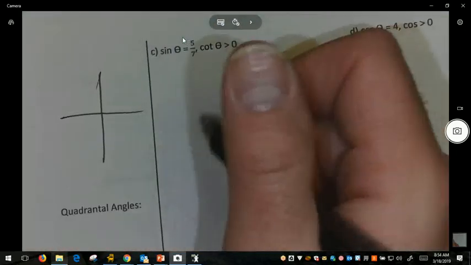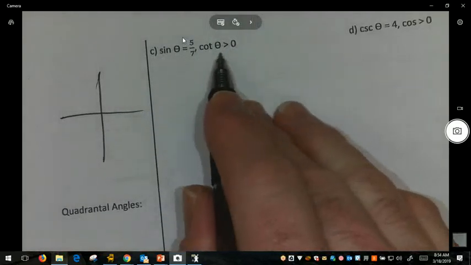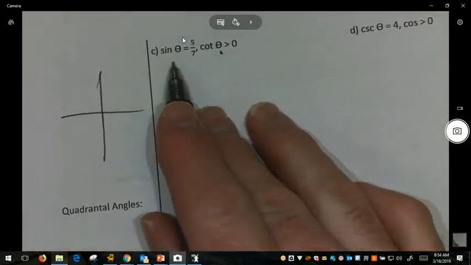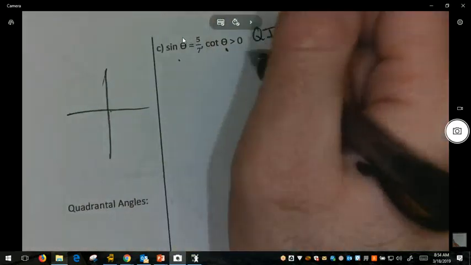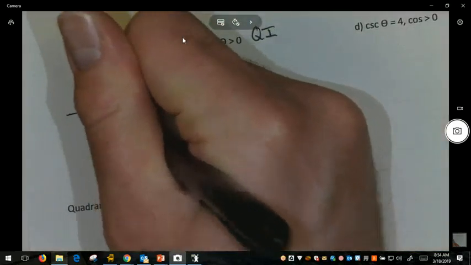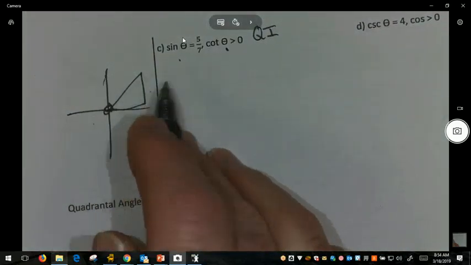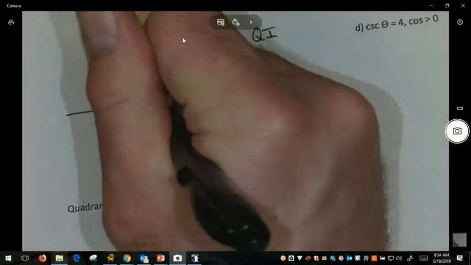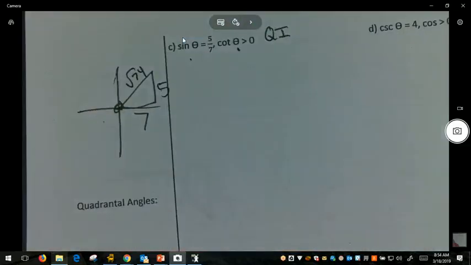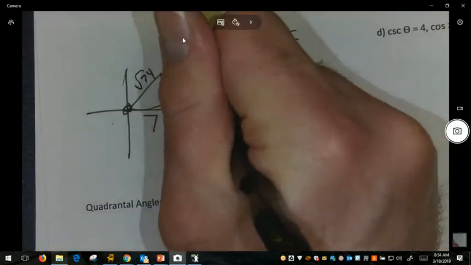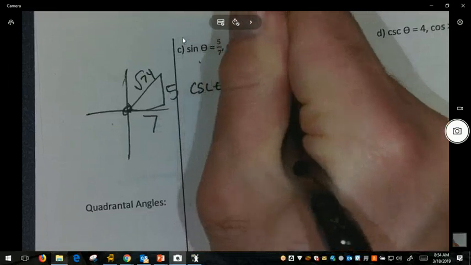Welcome back. For letter C, sine is 5/7 and cotangent is positive. For tangent to be positive and sine to be positive, we must be in quadrant 1. So this means that when I draw my triangle in quadrant 1, sine is opposite over hypotenuse, or y over the radius, 5, 7. 49 and 25 is 74, which I do not believe can be broken down. Nope. So just the square root of 74. So this gives us, we know sine, we now know cosecant is 7/5.